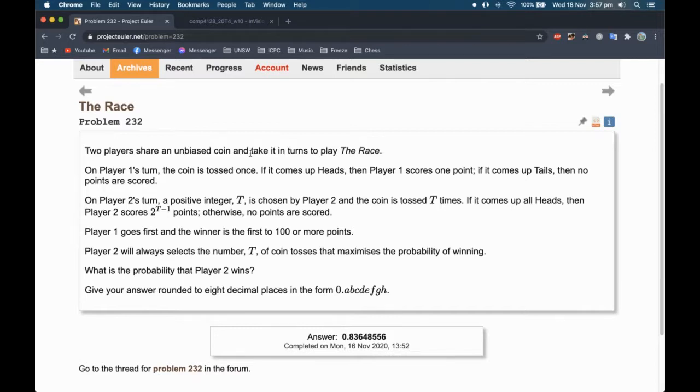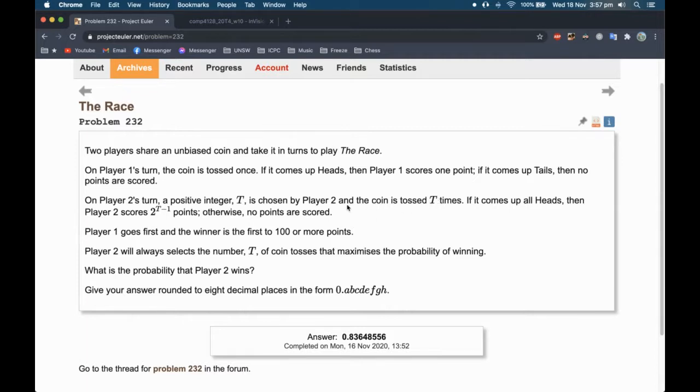2 players share an unbiased coin and take it in turns to play the race. On player 1's turn, the coin is tossed once. If it comes up heads, then player 1 scores 1 point. If it comes up tails, then no points are scored. On player 2's turn, a positive integer t is chosen by player 2, and the coin is tossed t times. If it comes up all heads, then player 2 scores 2 to the t minus 1 points. Otherwise, no points are scored.